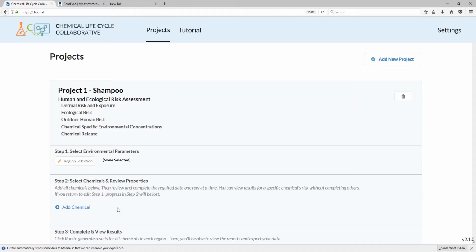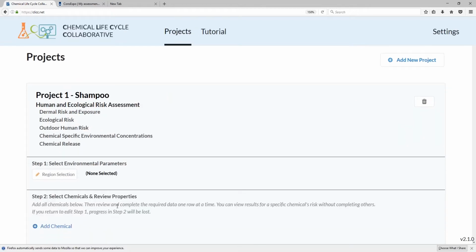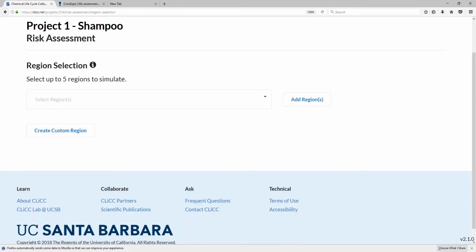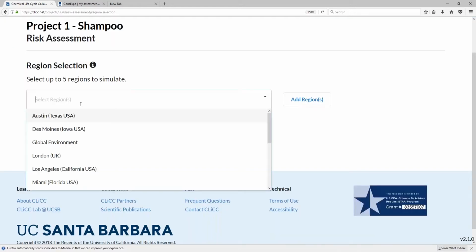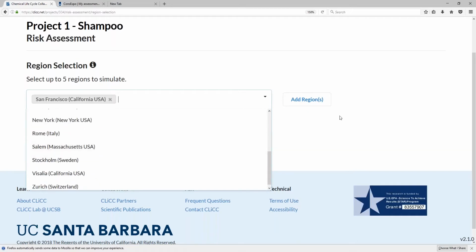We're going to be calculating these things. And because we want to make the calculations region specific, the other thing we need to select, before you even get to the chemical, is what region we want to use. Right now we'll just use one, but we have to select a region. So let's take San Francisco.